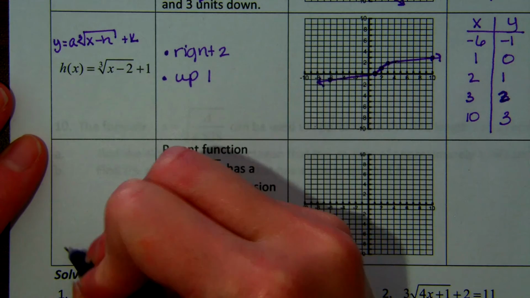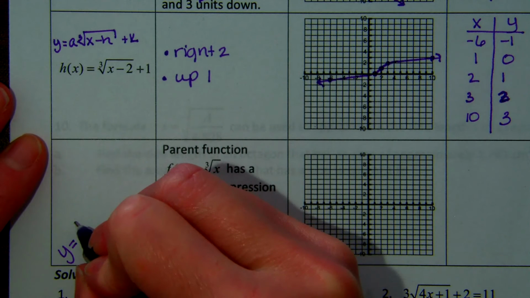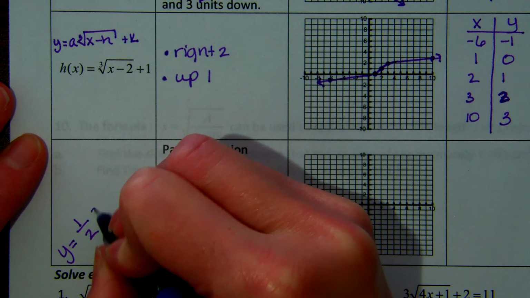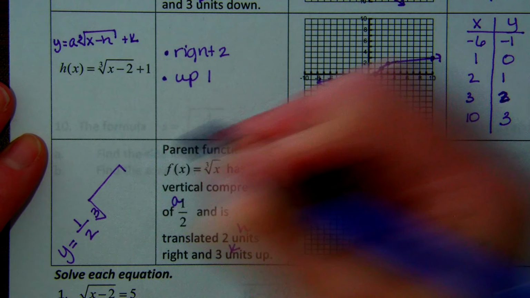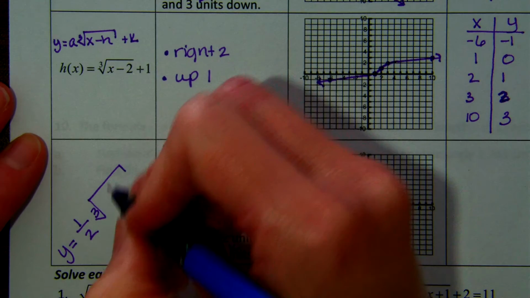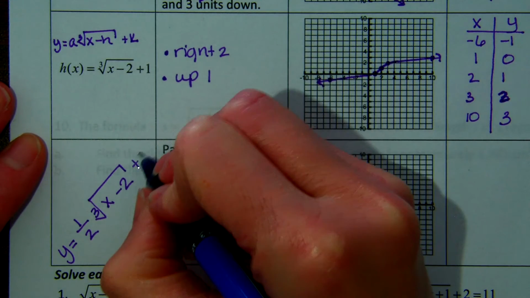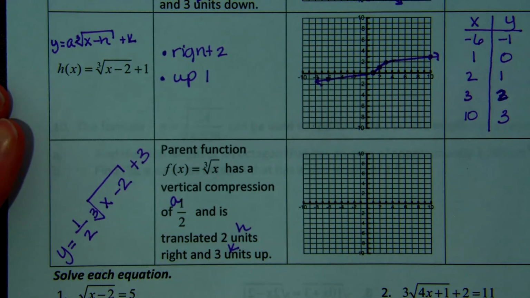And so we write this, I'm going to write it diagonally so I have more space. It's y equals 1/2 the cube root of, remember that we're moving 2 units right, but h lies, so it's x minus 2, and then up 3 is plus 3. That's our cube root function right there.